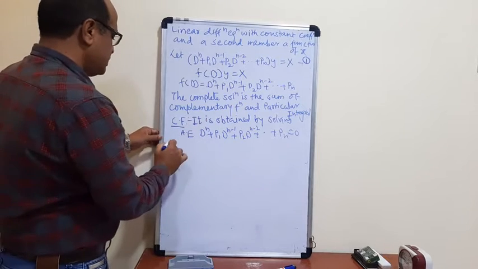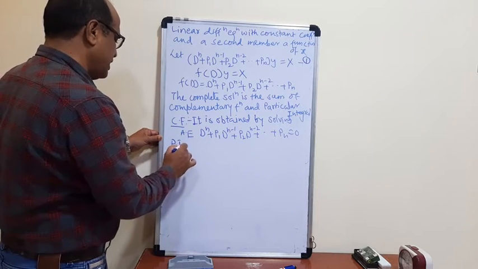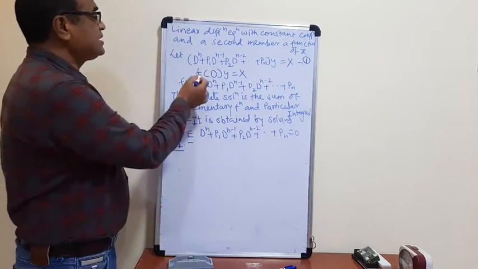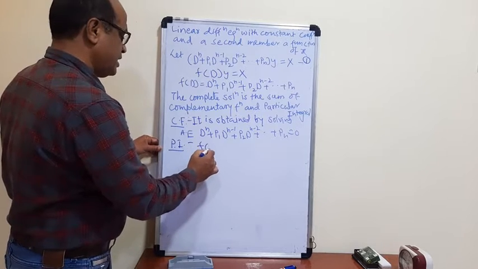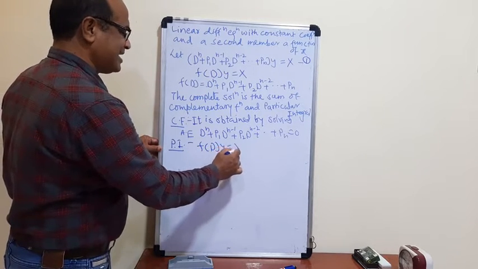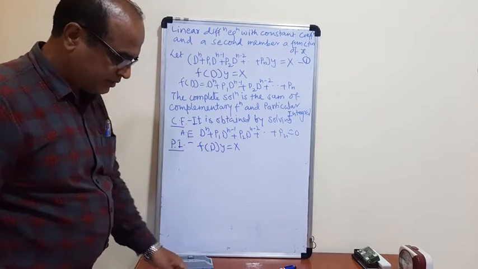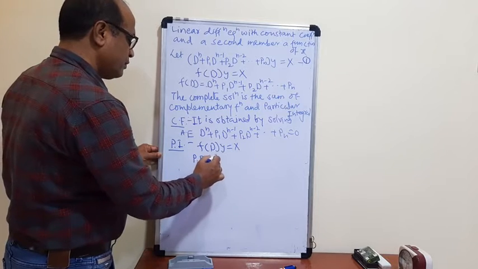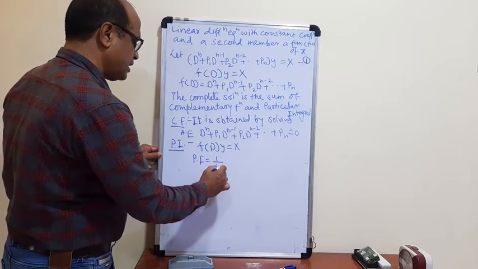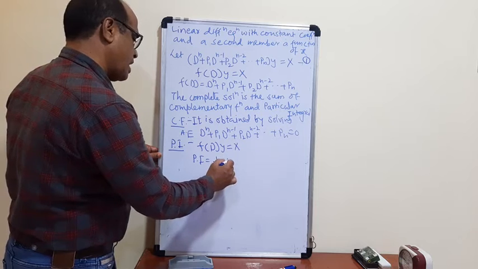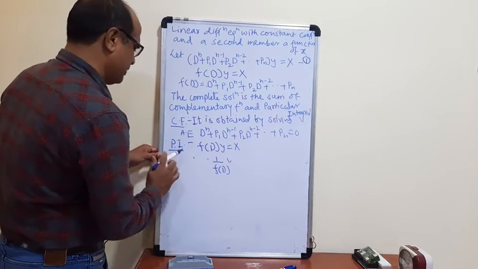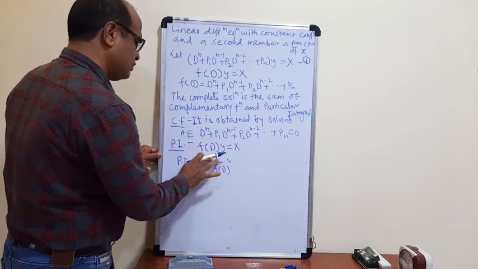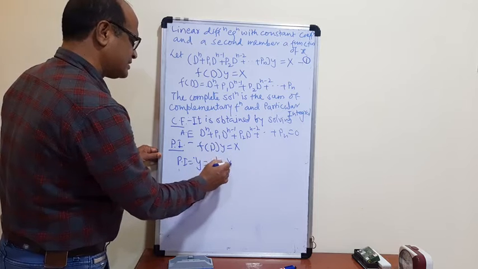What is the next part? The next part is the particular integral, which in short we write as P.I. What is the particular integral? Since f of D y is equal to X, the particular integral is equal to 1 upon f of D X, that is y is equal to 1 upon f of D X.